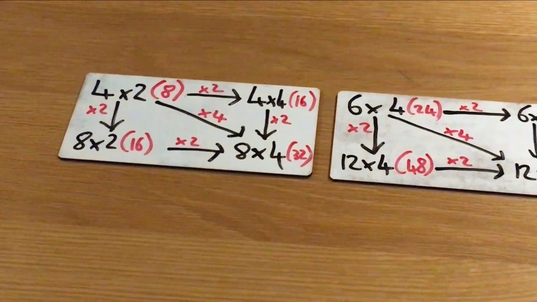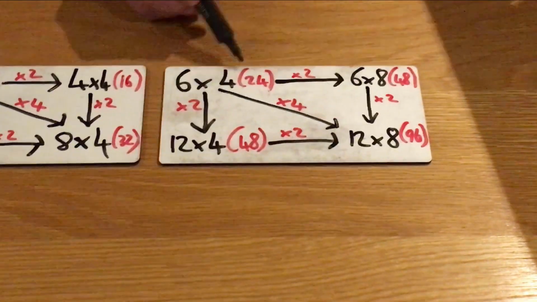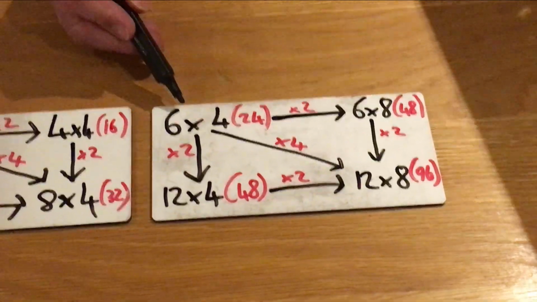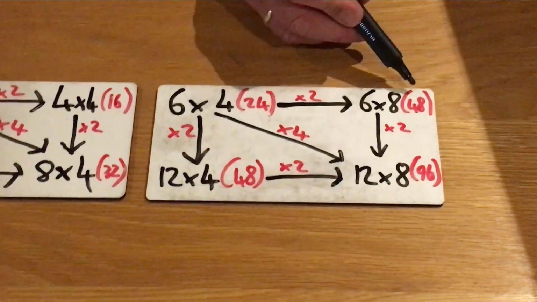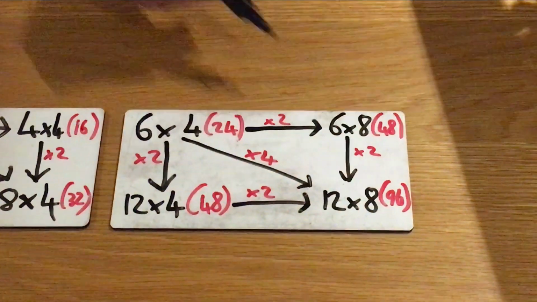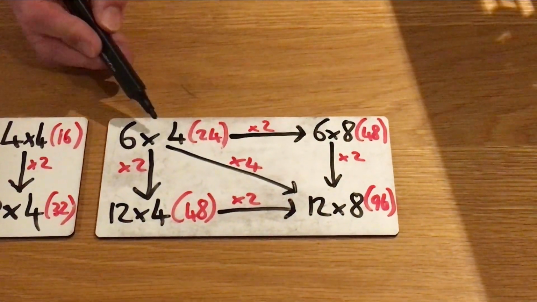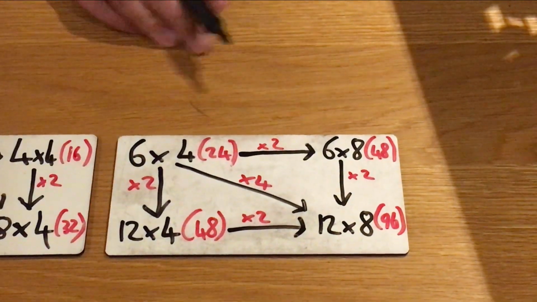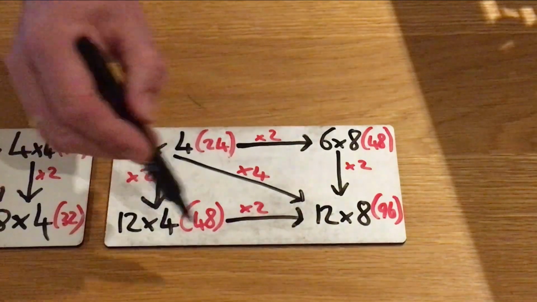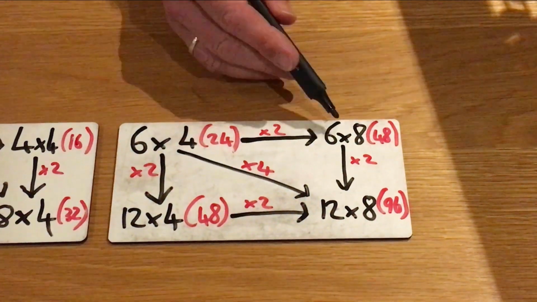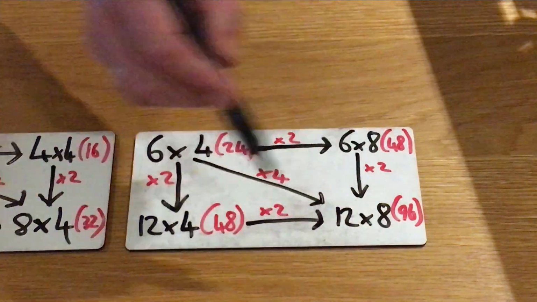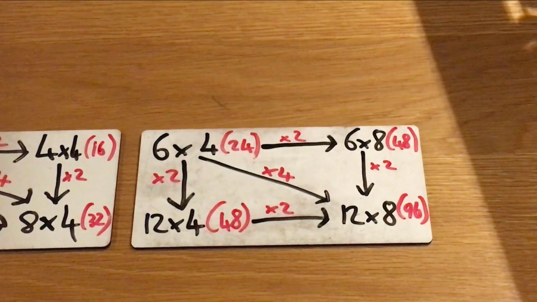Again, looking at this one, we'll go through this one much quicker. We know 6 times 4 is 24, therefore either 12 times 4 or 6 times 8 must be 48. They must be double the 24. We've doubled this table's fact to get this one, or we've doubled this table's fact to get this one. Then from 12 times 4, we can double to get 12 times 8. Or from 6 times 8, we can double to get 12 times 8. You'll still get the product of 96, whichever way you go.